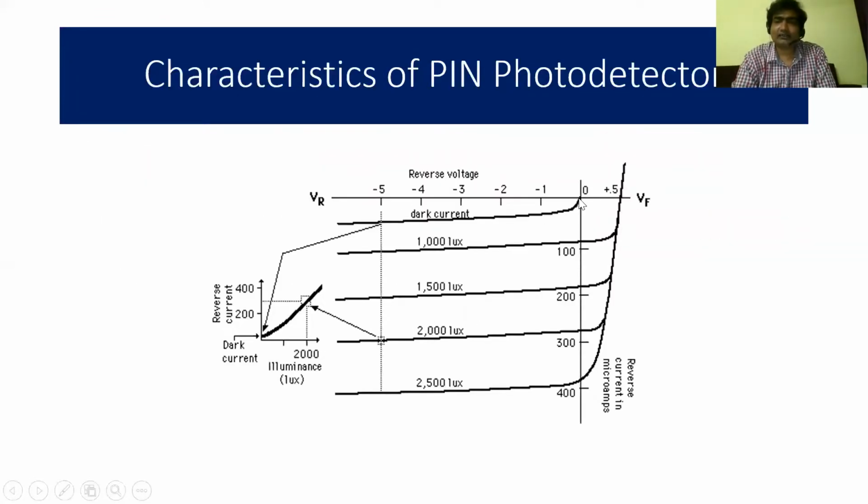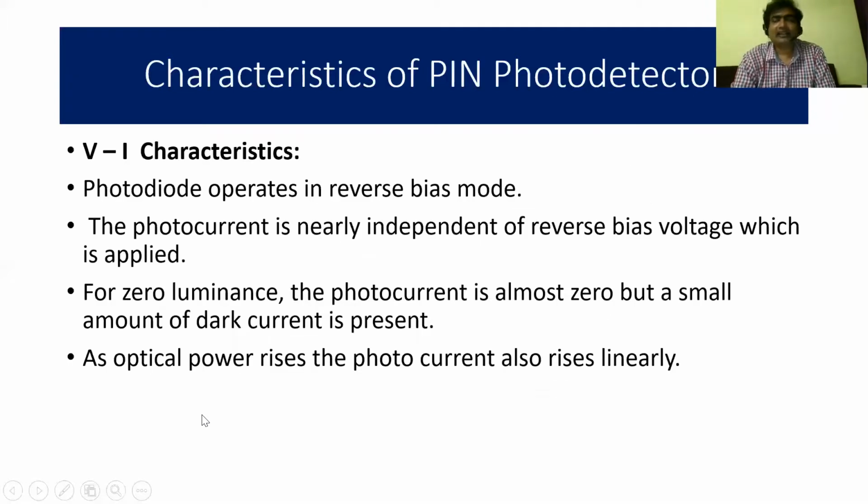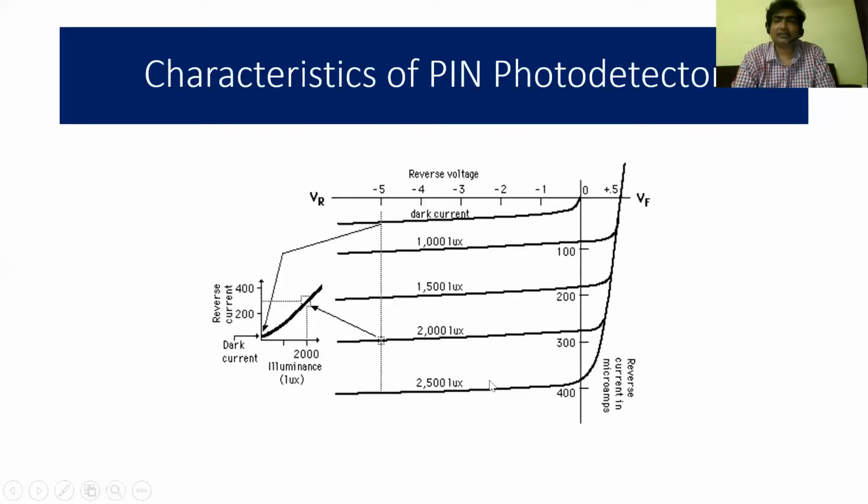Here you can see in this VI characteristics, for zero lumens, a very small amount of dark current is flowing. As the lumens, that means the intensity of the photons, increases to 1000 lux, 1500 lux, 2000 lux, 2500 lux, there is a corresponding increment in the current. As optical power rises, the photocurrent also rises linearly. So that's what I said. It changes from 1000 lux to 2500 lux, and there is a corresponding increment in the reverse bias current.